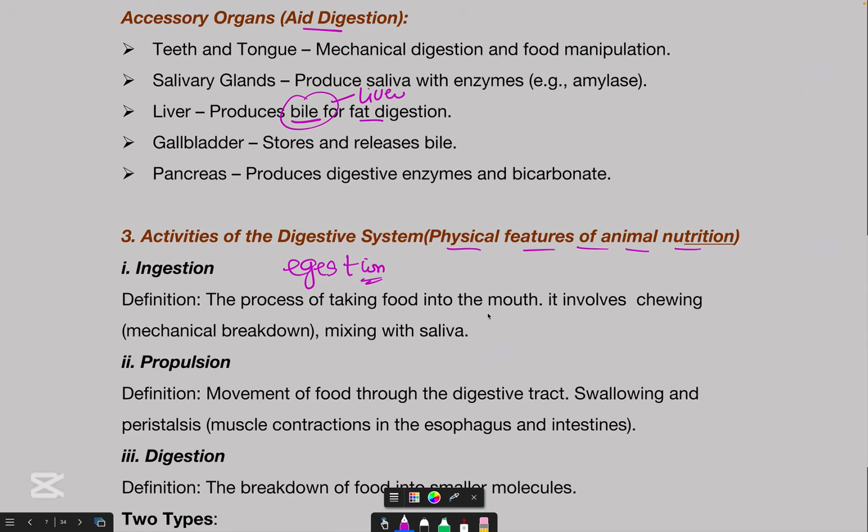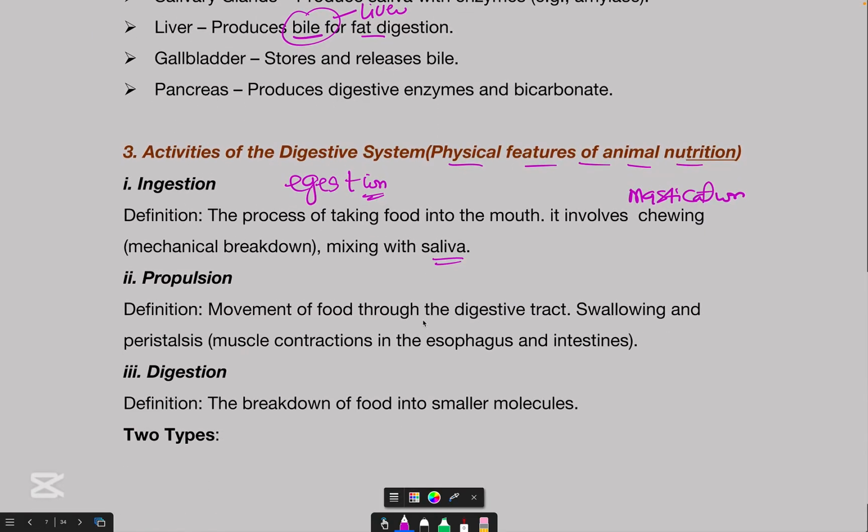Now, the process of taking food into the mouth is called ingestion. It involves chewing, which is mastication, mechanical breakdown and mixing with what? Saliva. That is ingestion. Then propulsion. The movement of food through the digestive tract is called propulsion. It involves swallowing and peristalsis.